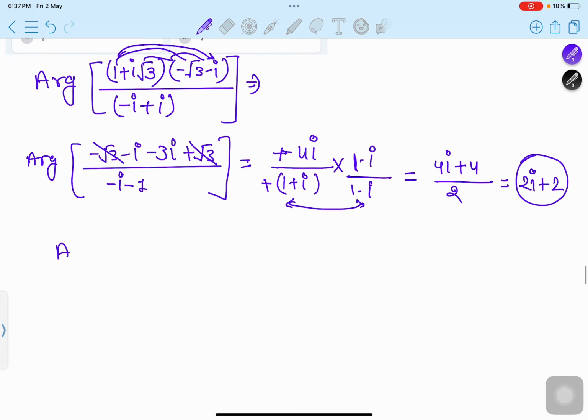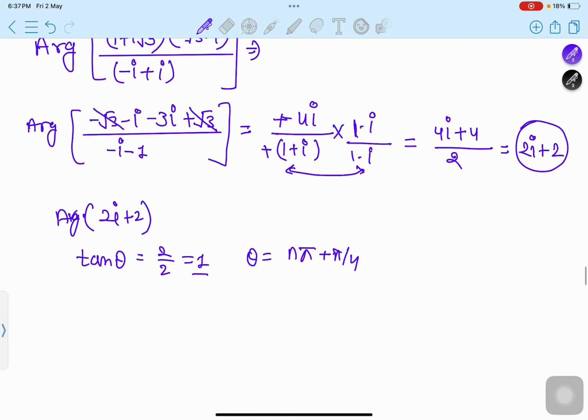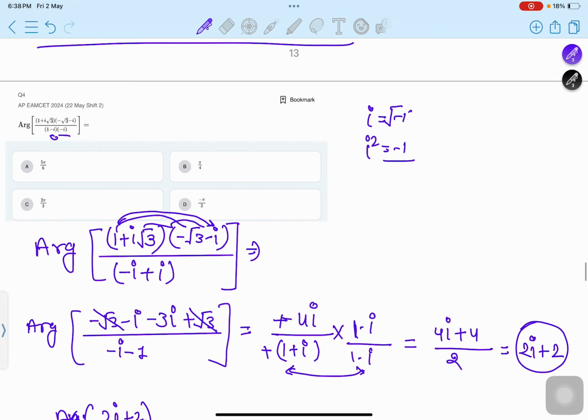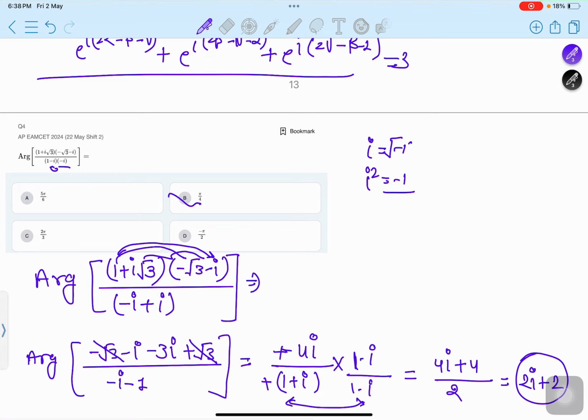So the argument of 2 iota plus 2. How do we find it? Find tan theta, y upon x, so 2 by 2 is 1. Tan theta is 1, so theta is n pi plus pi by 4. Given that the condition is only 1. Okay, so pi by 4 is the answer, no problem. It is not asking about any other cases, not given any problems, that's why your answer is pi by 4 directly. So the answer is pi by 4.